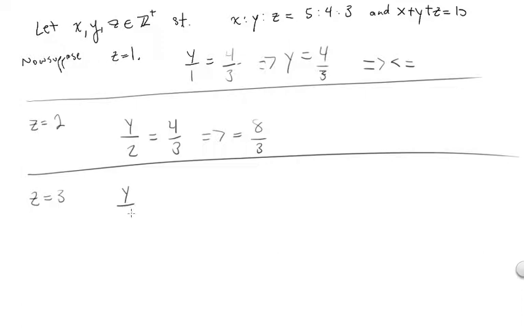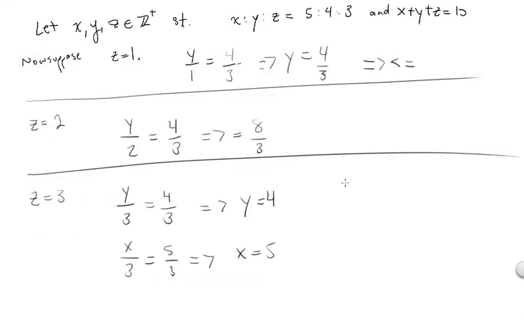So y over 3, which is y over z, is equal to 4 over 3, okay? And we multiply both sides by 3, which gets us y equal to 4. Okay, cool, we've got an integer. Now let's do the same thing for x. So x over 3 equals 5 over 3. Multiply both sides by 3, and we get x equal to 5. So here we have z equals 3, y equals 4, x equals 5.